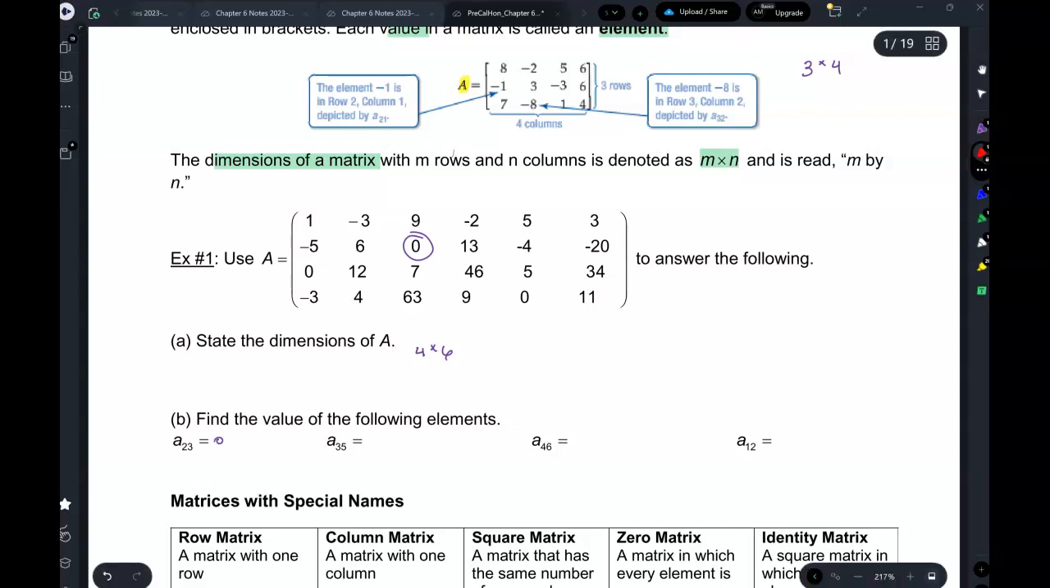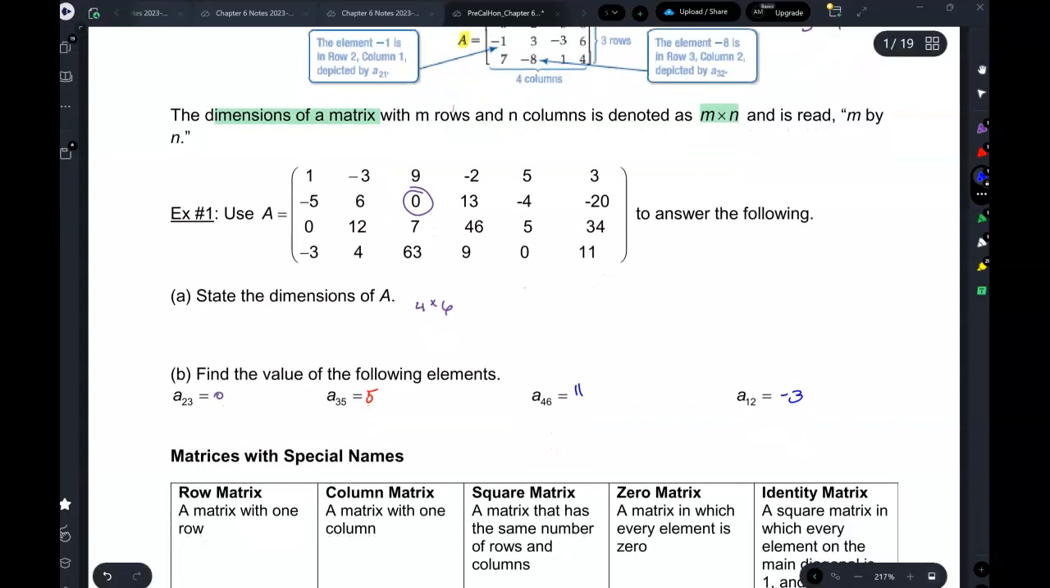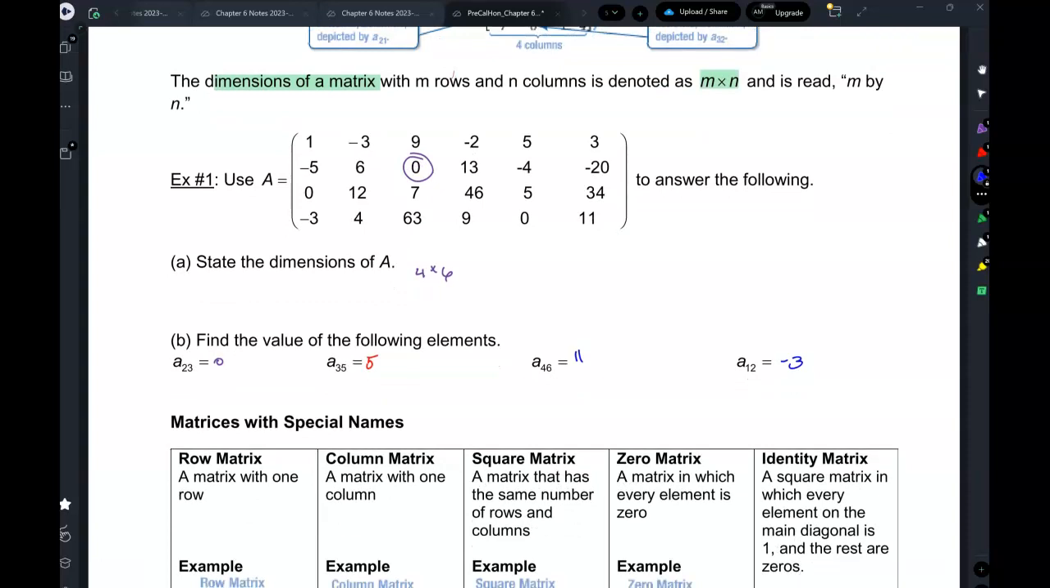So who is A35? 5. And A46? 11. And A12? Correct. This top left is like the first element, and it all starts from there. That would be A11, not 11, 11.